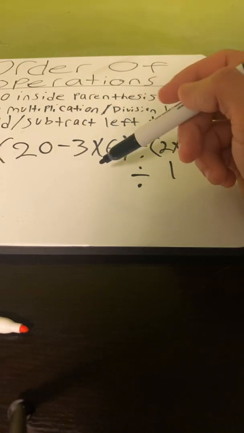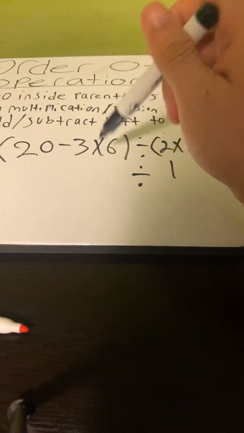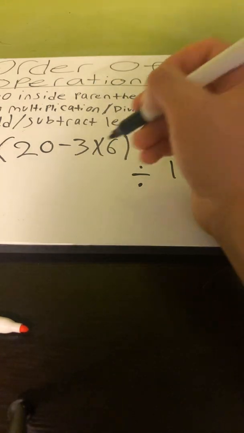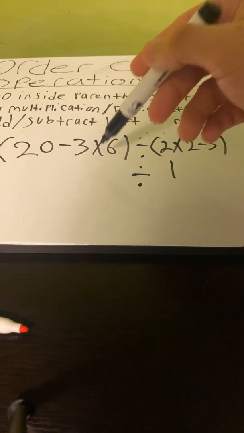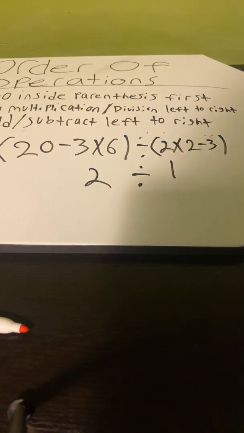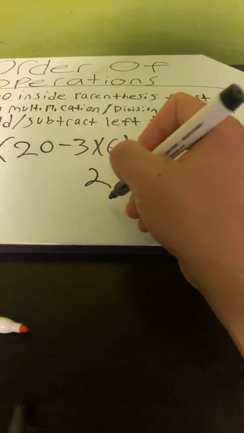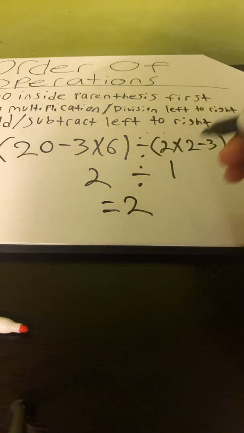Then you want to look over here. And then you do here multiplication first. 3 times 6, which equals 18. And then you do 18 minus 2, which should give you 16. Then just divide. Your final answer is 2.